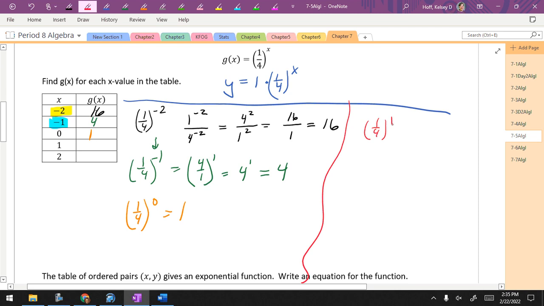1/4 to the first power. 1/4. 1 to the first, 4 to the first is just 1/4. 1/4 to the second power. Very good. 1 squared and 4 squared, which really is 1/16.